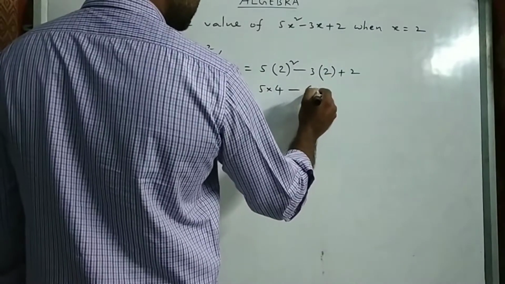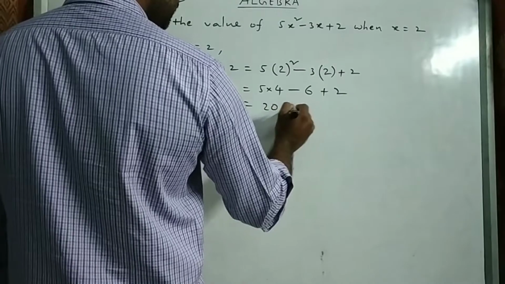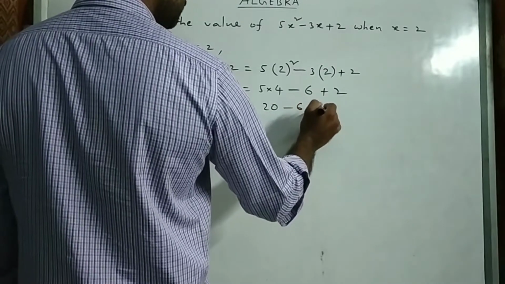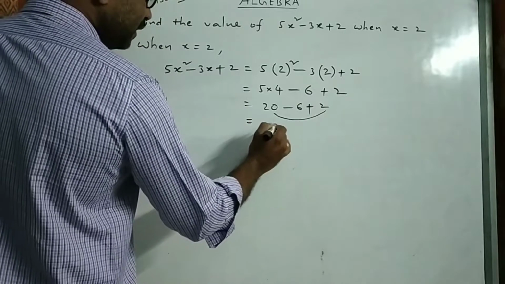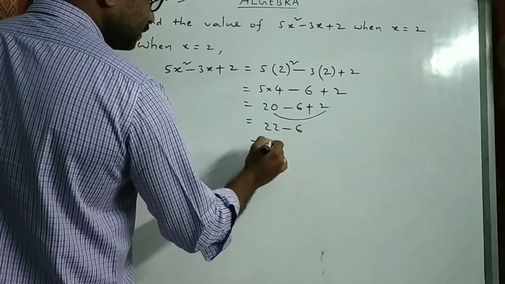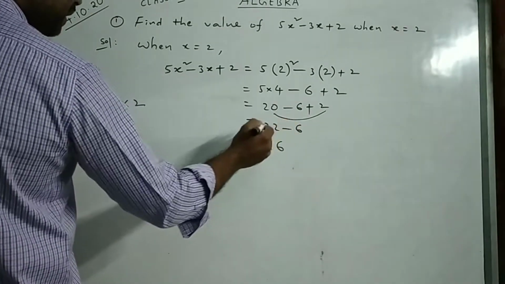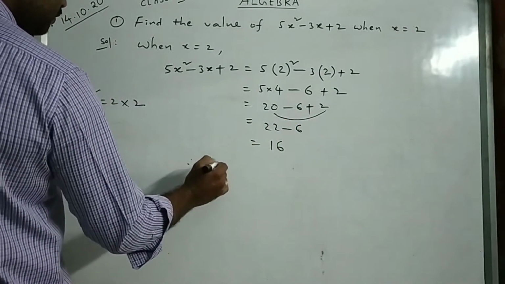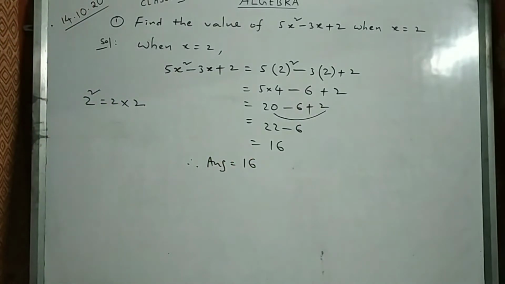Minus 3 2s are 6 plus 2. 5 4s are 20 minus 6 plus 2. 20 plus 2, how much? 22 minus 6. So answer is 16, because 16 plus 6 is 22. So answer is 16. Clear?